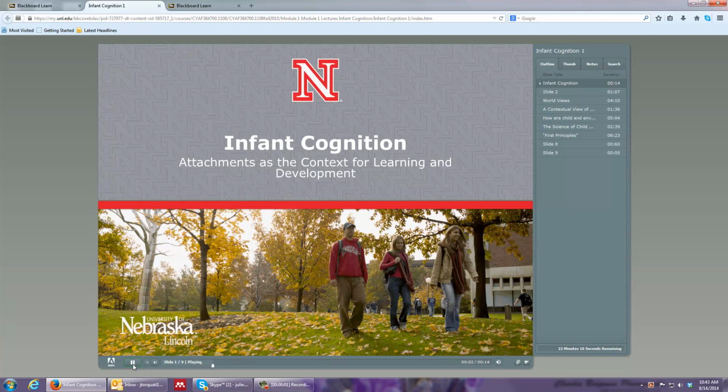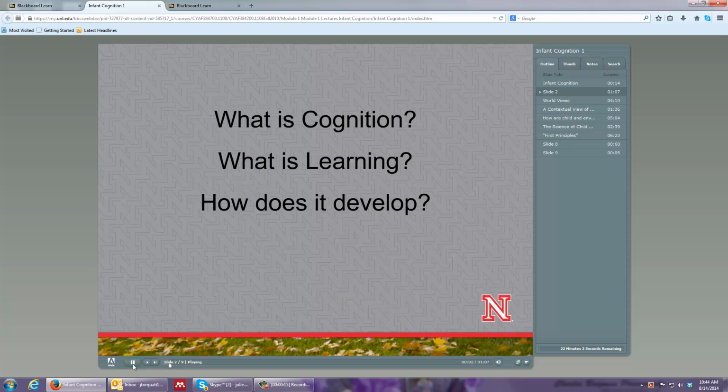This first module of the course, we're going to be talking about cognition, which is really a fancy word for thinking. And we're also going to be talking about how attachments or relationships are really important contexts for learning and development. The first reading that you're doing for this class, The Scientist in the Crib, focuses on how children think and how they learn, and on the research methods used to determine how children think and learn.